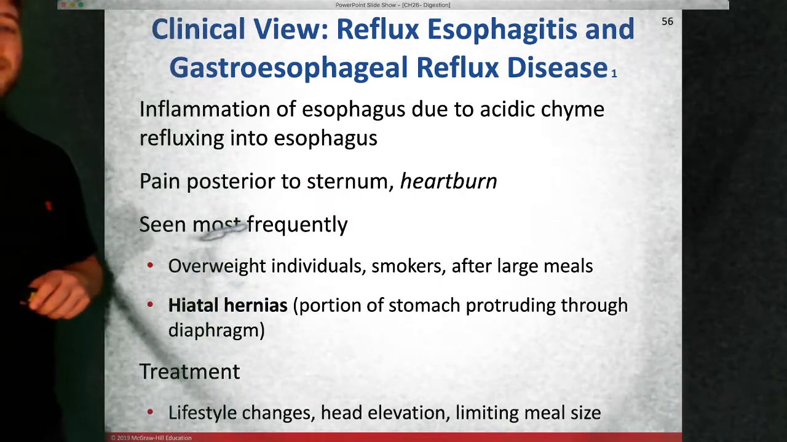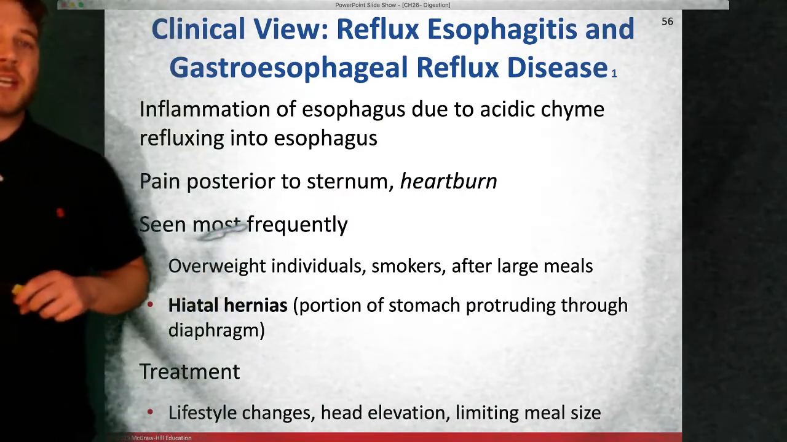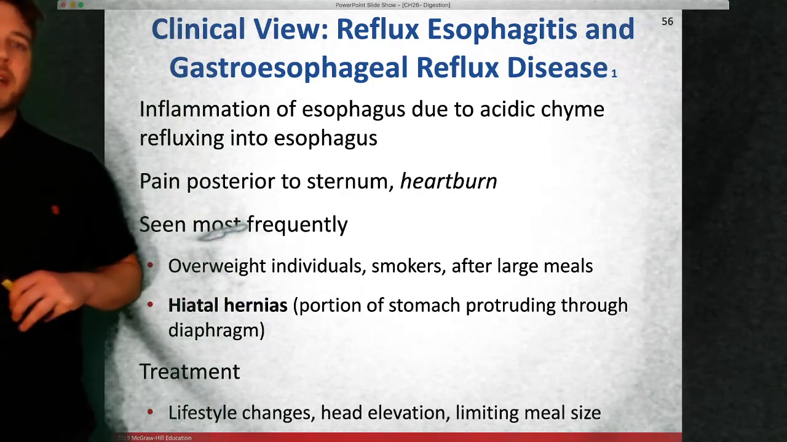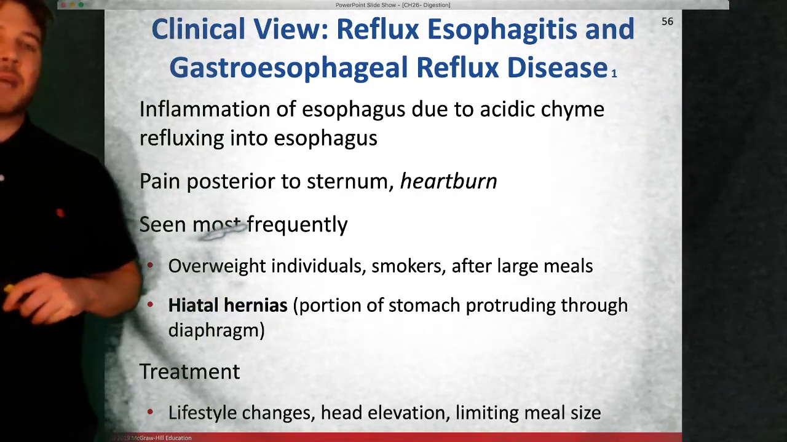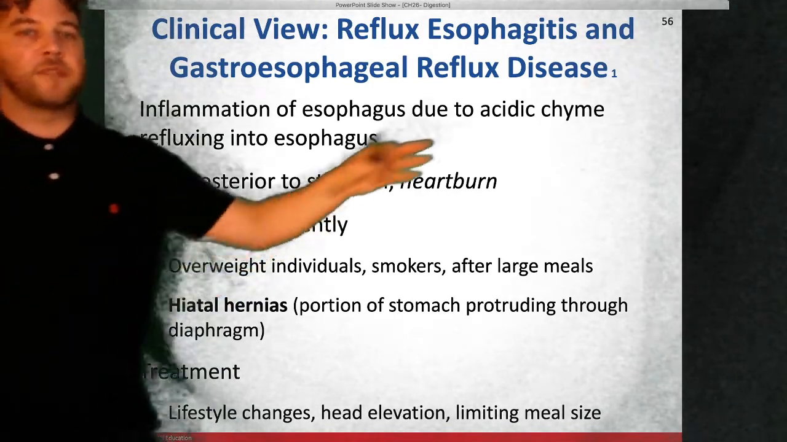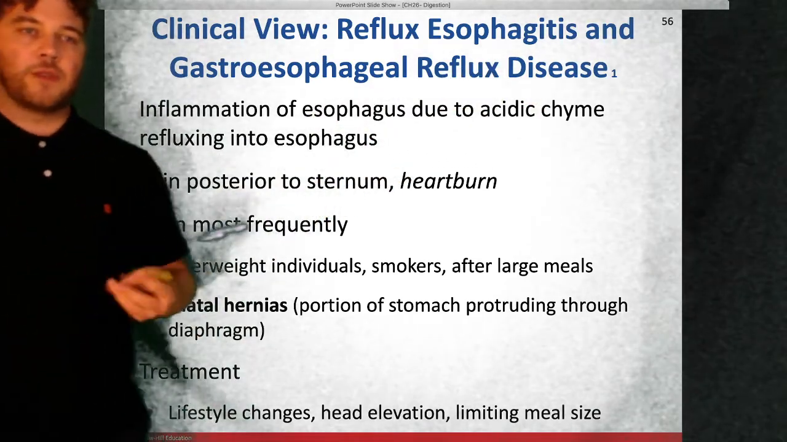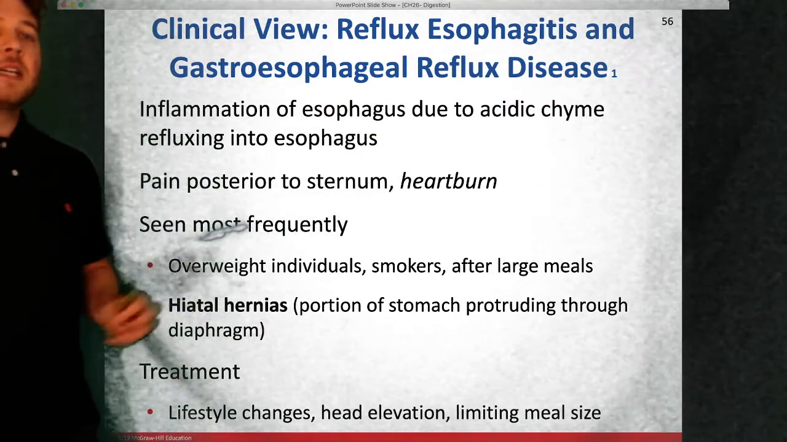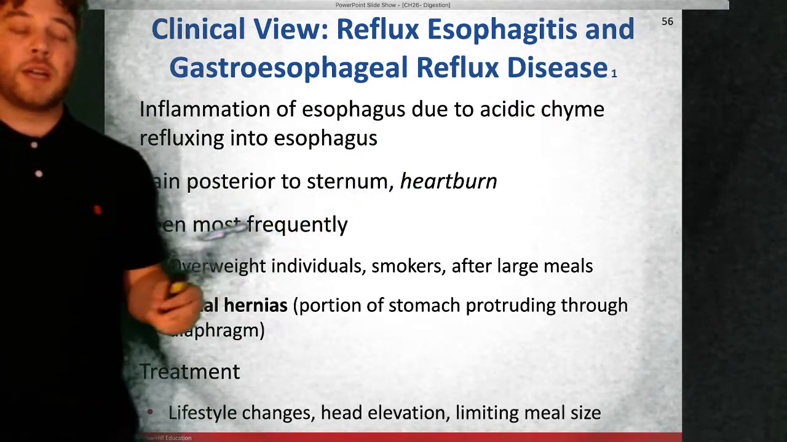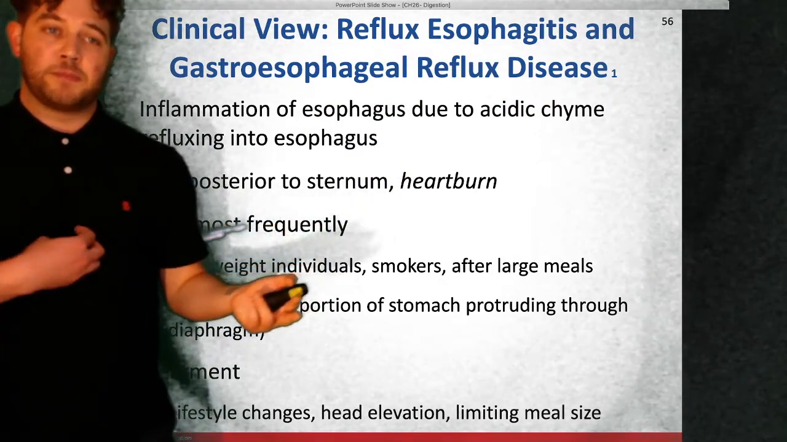All right, reflux esophagitis and gastroesophageal reflux disease. Inflammation of the esophagus due to acidic chyme refluxing into the esophagus. Remember, chyme is from the stomach. The stomach has a very low pH that can go back up if the lower esophageal sphincter isn't closing properly. You get pain posterior to your sternum, heartburn, so that kind of just burning, stinging.